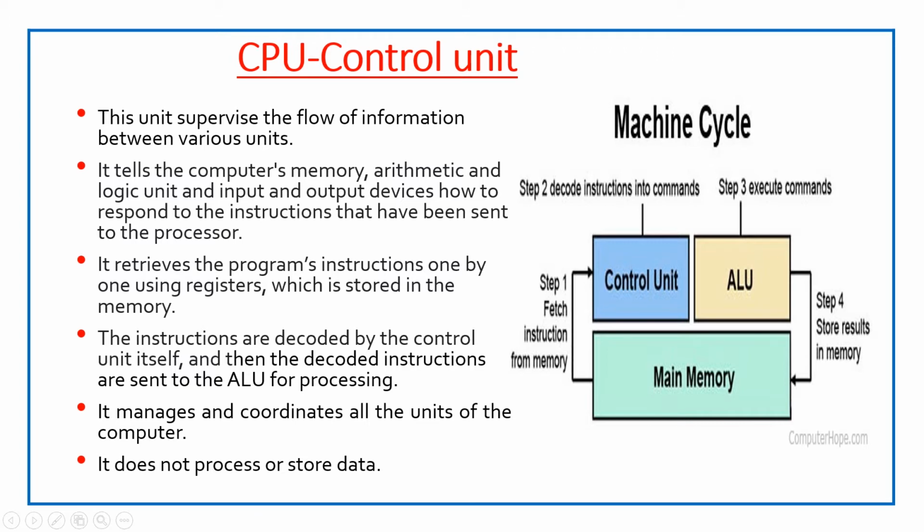So what are the function of the control unit? The function of the control unit is, firstly, it fetches the instruction from the memory. Secondly, it decodes those instructions into commands. And thirdly, it executes those commands. And fourthly, it stores the results in the memory. So this is the function of the control unit.